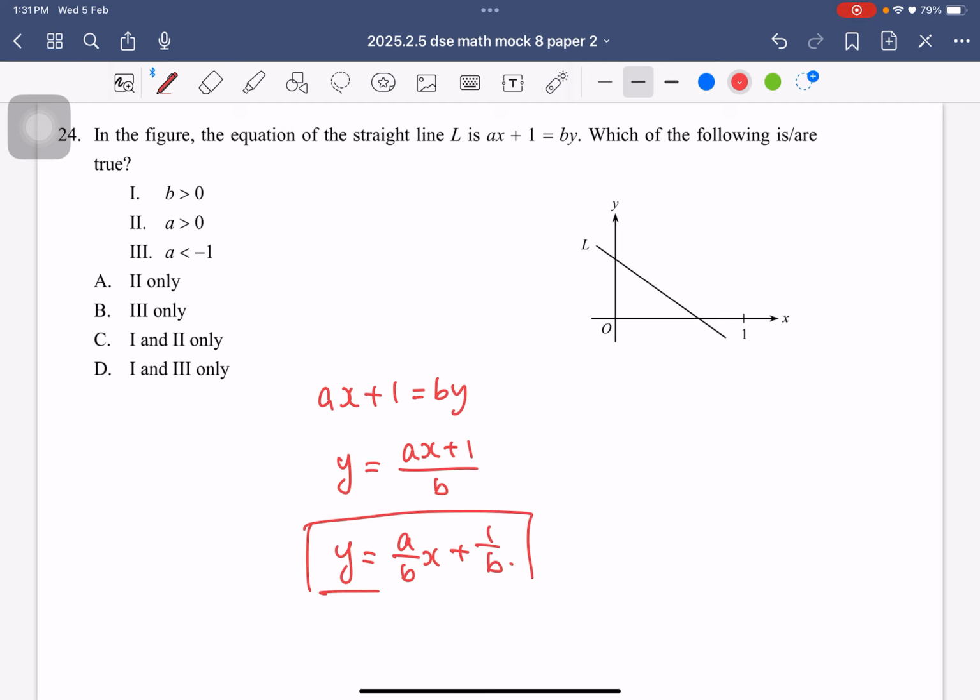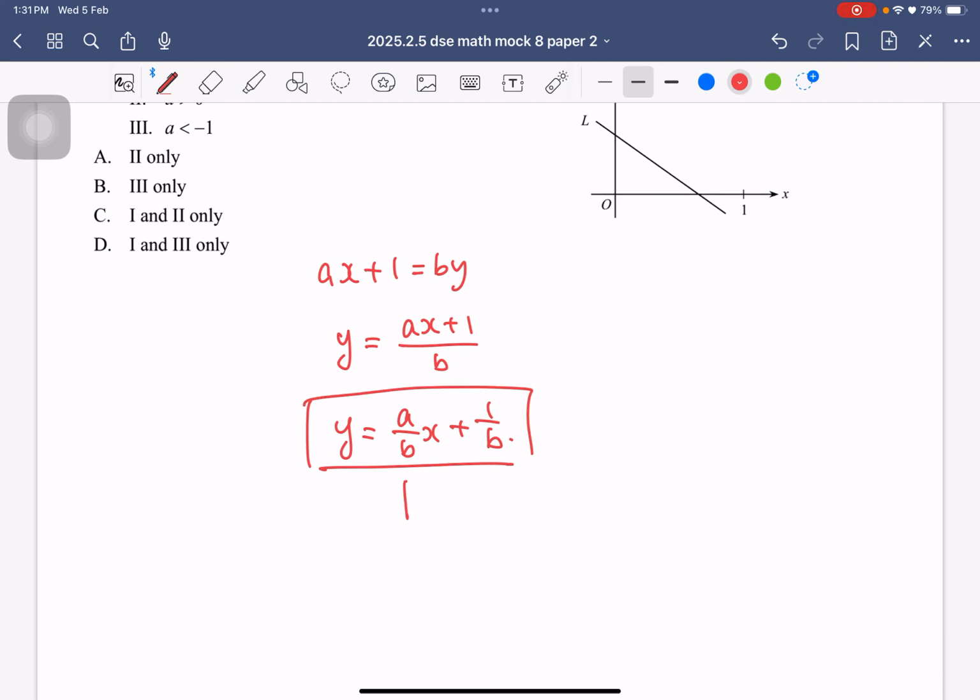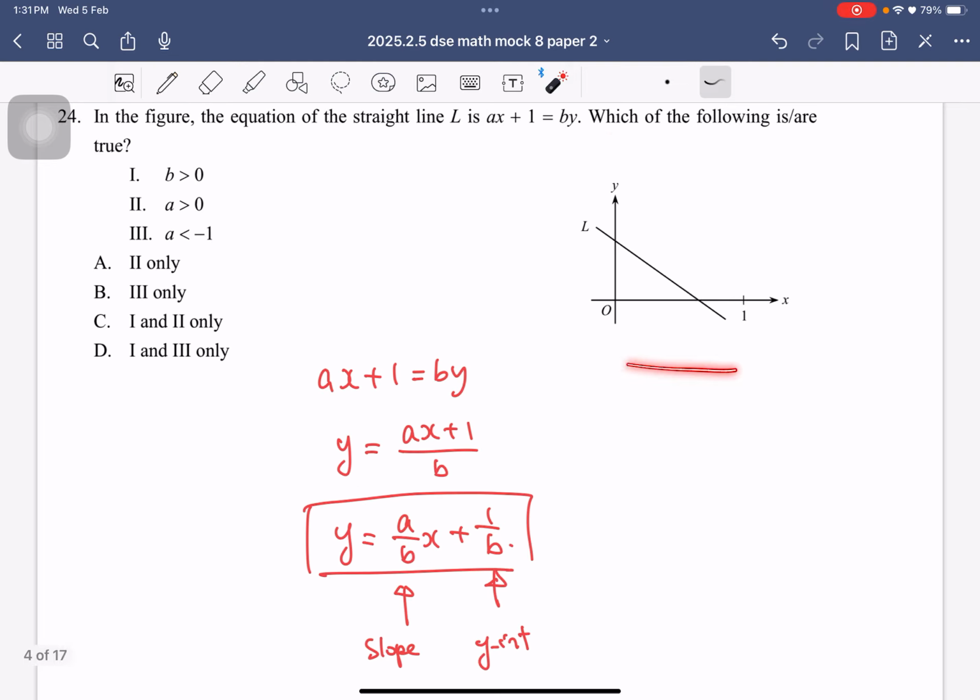Is this okay? So this a over b is what? It is the slope. And this 1 over b is the y-intercept. So look at this graph. The slope is greater than 0 or smaller than 0? It's smaller than 0. So the first thing we have is a over b is smaller than 0. But we can't do anything with it right now, so keep it first.